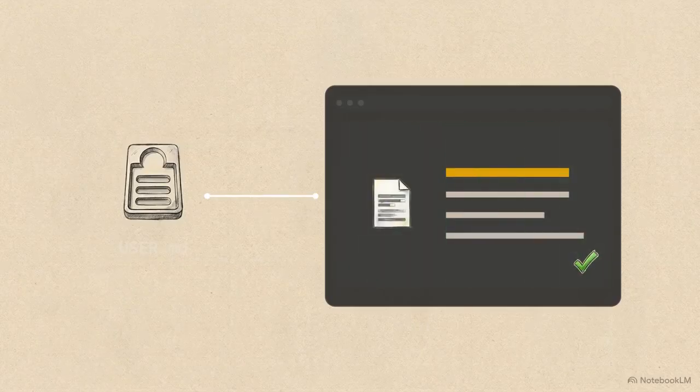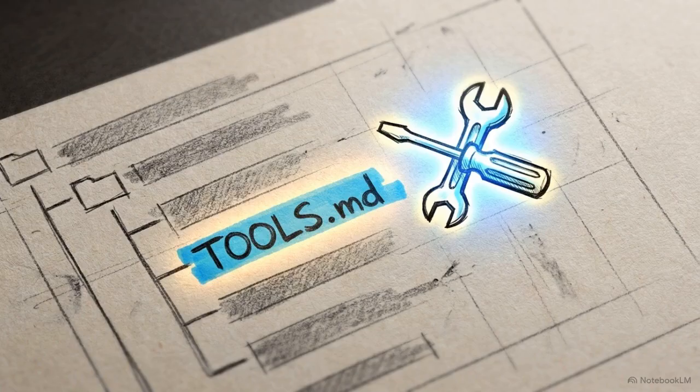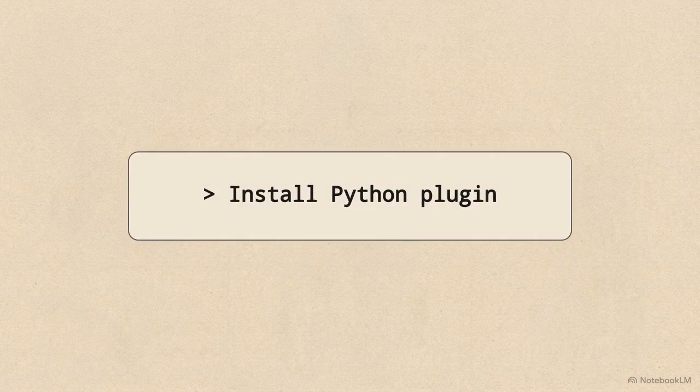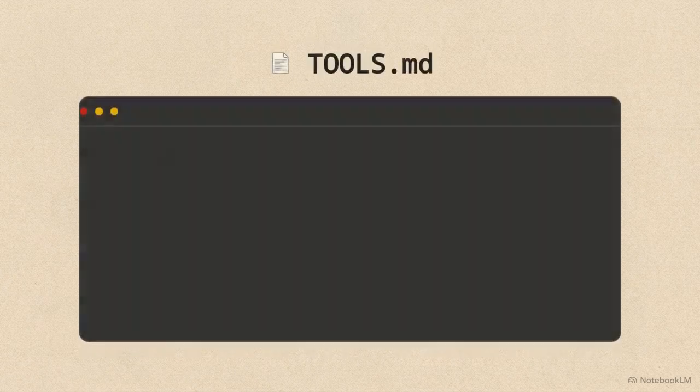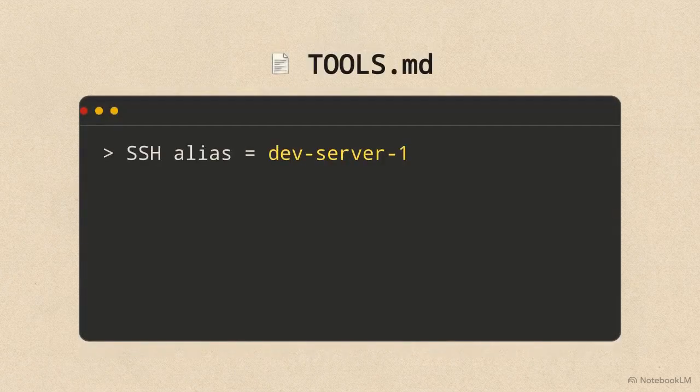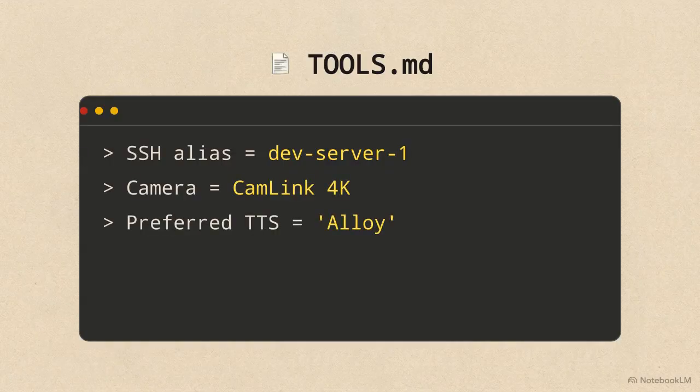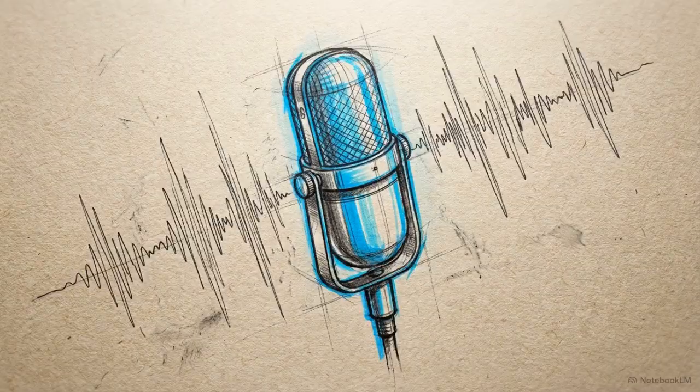The final piece of the core setup is tools.md. Note what this file does not do. Adding a note here won't install new plugins or software capabilities. Instead, it's an environment cheat sheet. Use it to store facts about your local setup, like specific SSH aliases for securely connecting to other computers. You can list your preferred text-to-speech voices, the nicknames of your external devices, or internal company naming conventions.